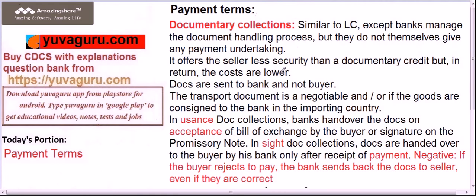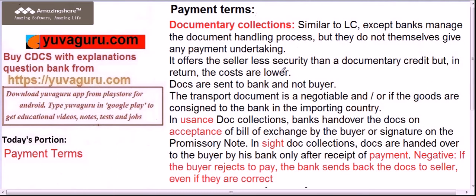If it's a usance bill of exchange, means usance collection, then the buyer gives an acceptance on the bill of exchange or signs the promissory note. Generally, bill of exchange is used in 99% of cases. In some countries, promissory notes are used. In that case, the buyer has to sign on the promissory note. So, it is similar to that of LC.